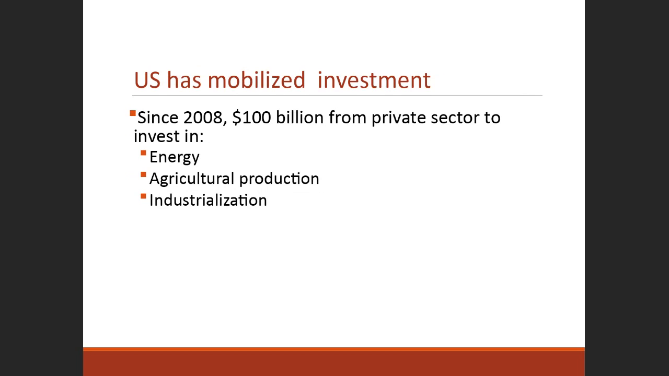So the United States has played a role in helping to create a buzz or conditions that would increase foreign direct investment and also official development investment. So in partnership with USAID, actually, the private sector and USAID, which of course is a federal agency, there's been about $100 billion of investment in sub-Saharan Africa around energy, agricultural production, and industrialization.